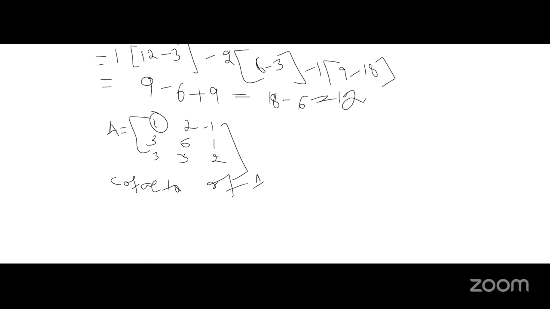The cofactor of the 1. So how can we determine it? See, we have to eliminate this row and this column. So what is that? 6 into 2, 12 minus 3. So that equals 9. Okay. Next.